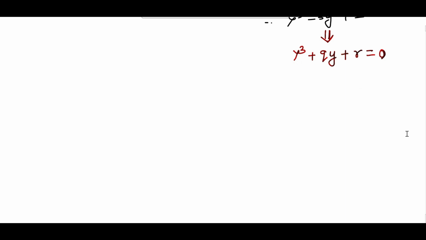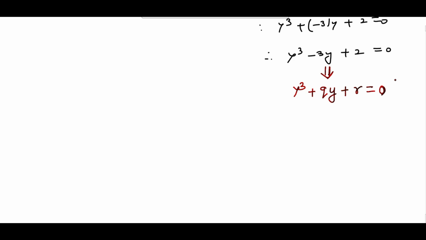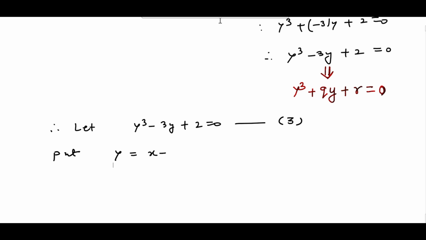So now, for solving this equation, let us assume y cube minus 3 times y plus 2 is equal to 0, that is equation number 3. So now we need to put y is equal to w plus z.